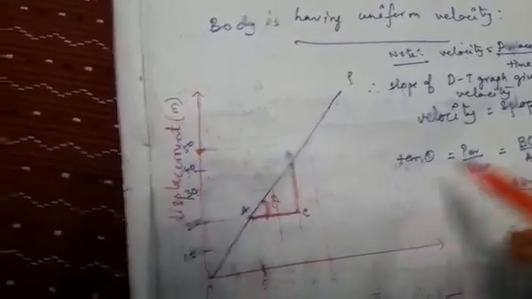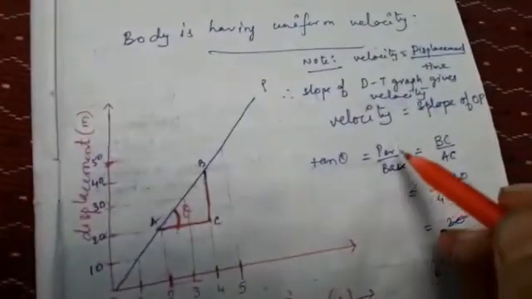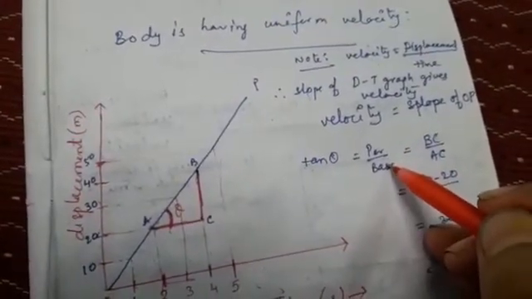So suppose you draw a triangle like this, and this theta is the slope, and slope is given by the formula tan theta. Now see, tan theta is what? From trigonometry, tan theta is perpendicular by base. So the perpendicular is BC, and the base is AC.